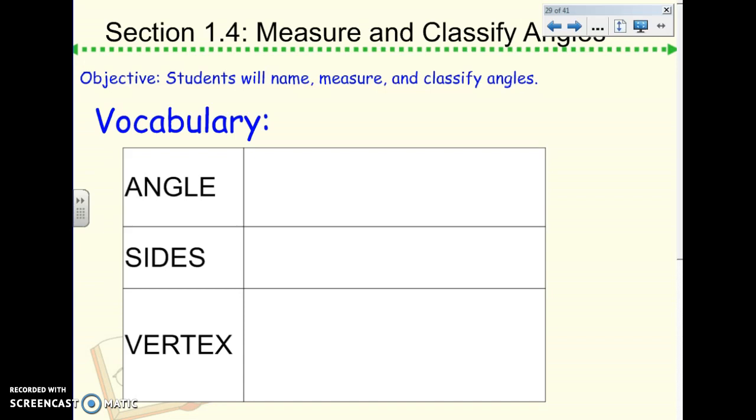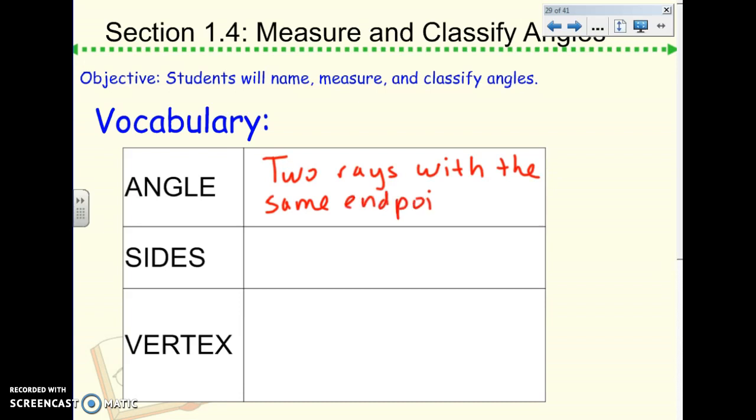So first of all, an angle is basically two rays with the same end point. All right, and I'm sure if I asked you to, you could all draw me an angle. Here's ray number 1, here's ray number 2, and they meet with the same end point. The sides of the angle are the rays.